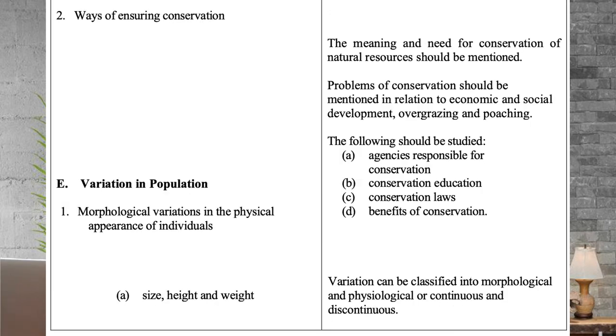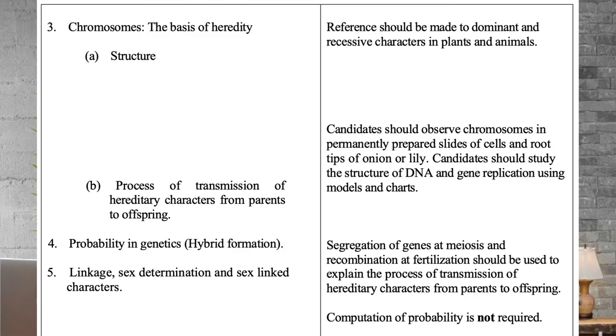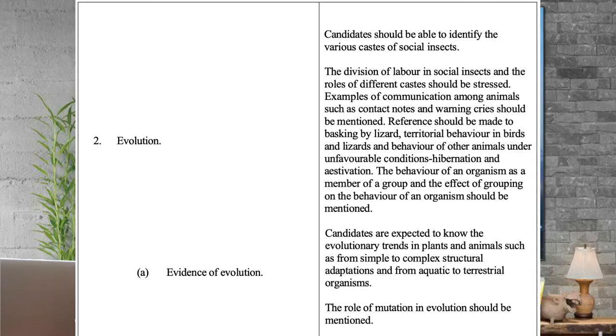What is heredity? Why do we have variation in population? Like when you see people, they have different heights, different colors, and different physical properties and appearance. So how do these things happen? How come a very beautiful girl will give birth to an ugly child? Or a very short girl will give birth to a tall child? So how do all these things happen? You should know about variation and heredity. You should know about adaptation for survival and evolution.